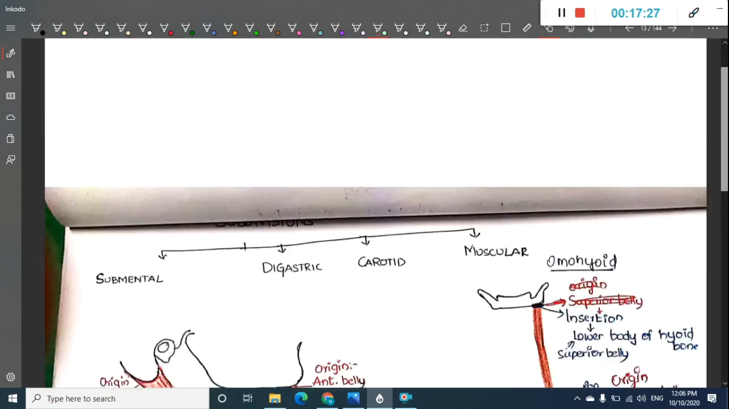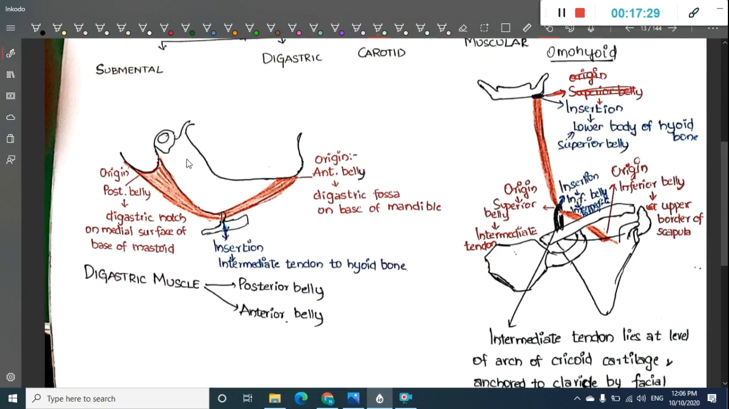First, the anterior triangle is divided, and the first division is the digastric triangle. Before going to the triangle, we first see 2 important muscles: the digastric muscle and the omohyoid muscle. These 2 muscles will divide the anterior triangle into different parts.